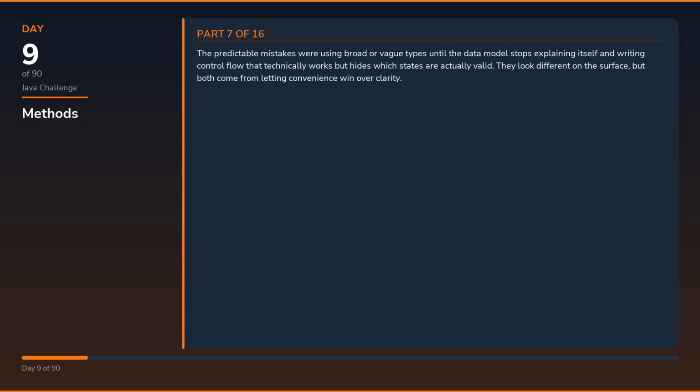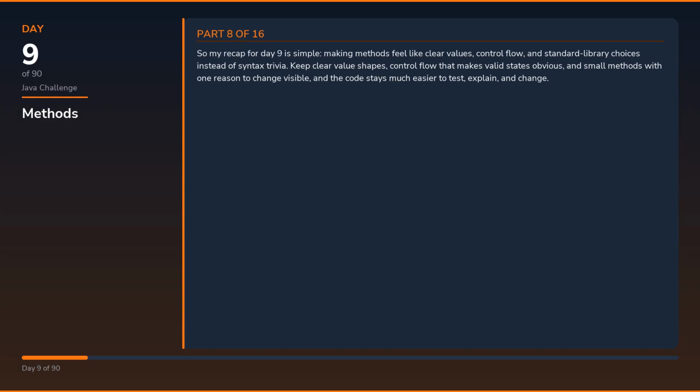The predictable mistakes were using broad or vague types until the data model stops explaining itself, and writing control flow that technically works but hides which states are actually valid. They look different on the surface, but both come from letting convenience win over clarity.